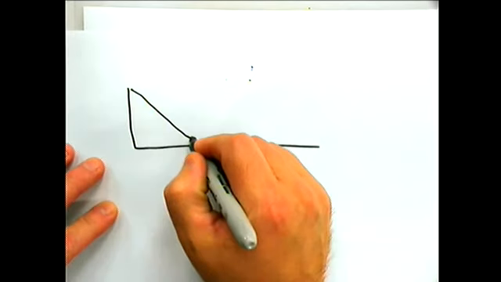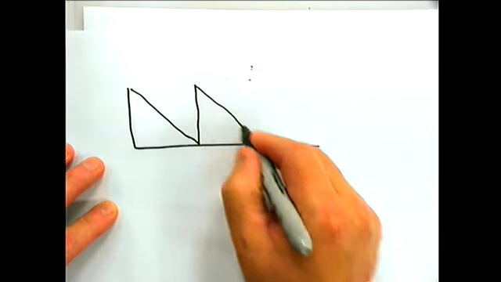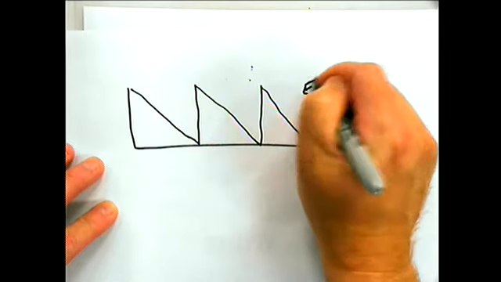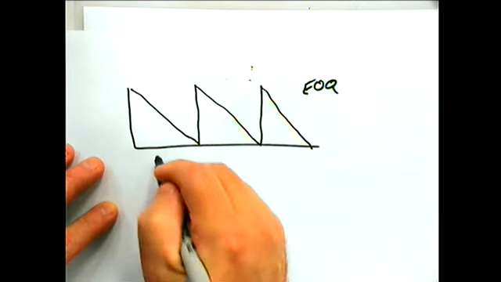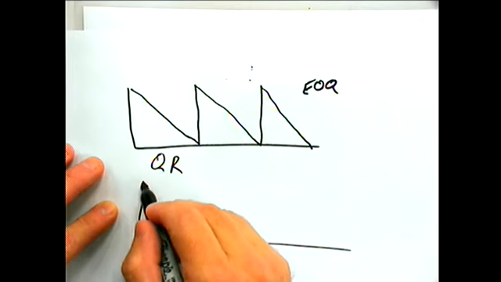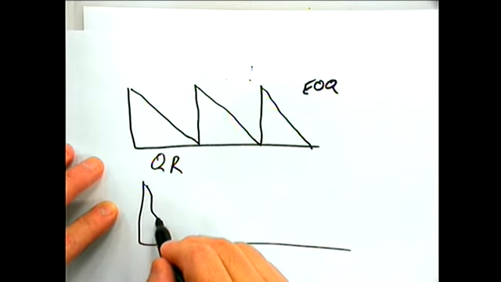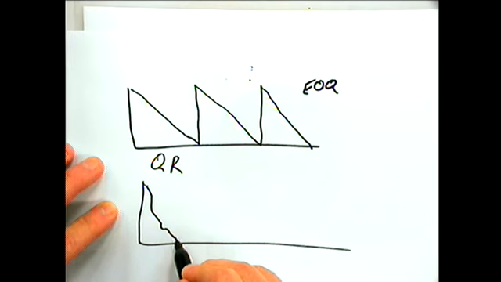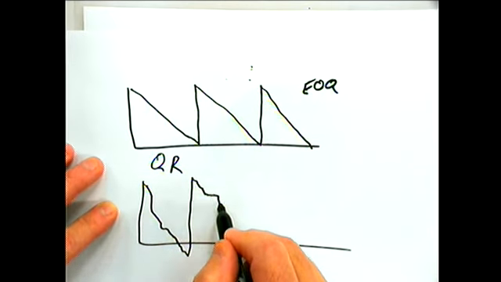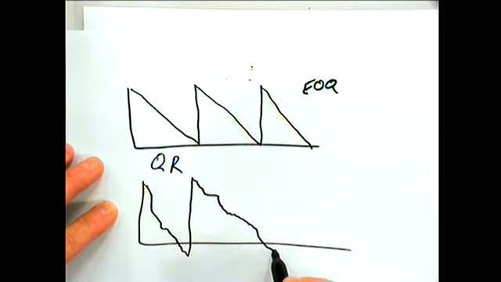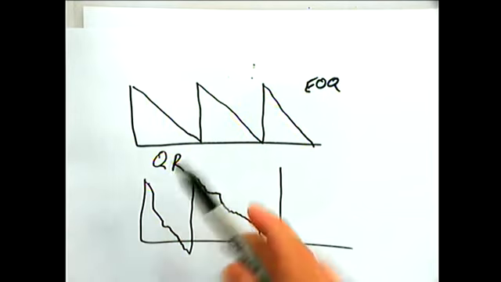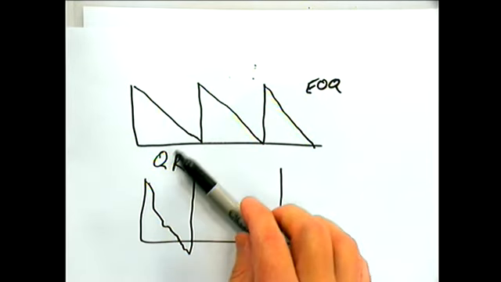EOQ is a bunch of straight lines, right? QR goes down, could go below 0. I mean, it always goes down, but it goes down in kind of a wiggle fashion, not a straight line.